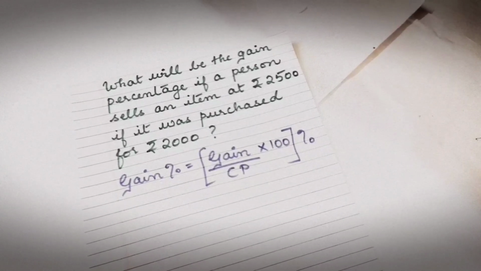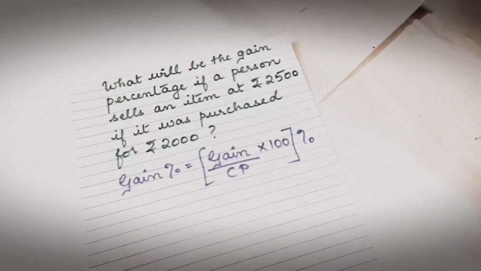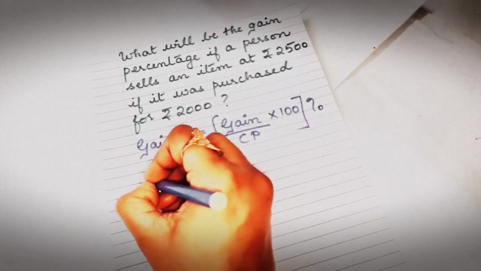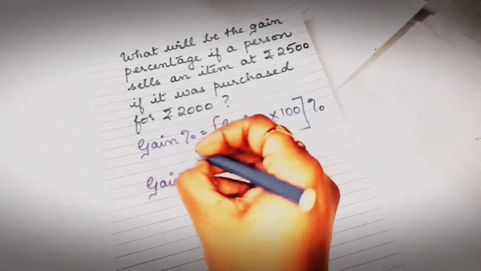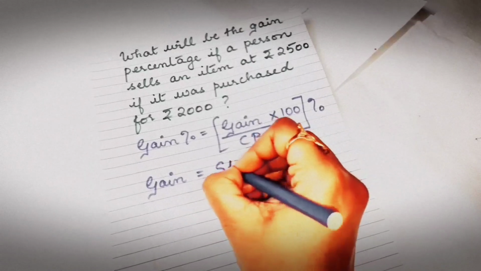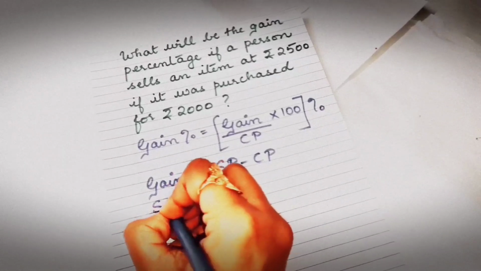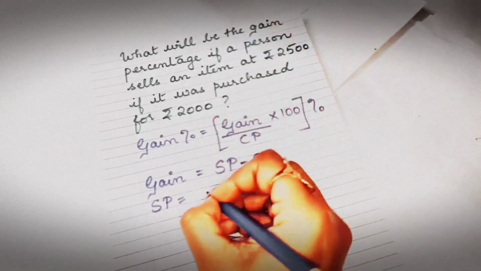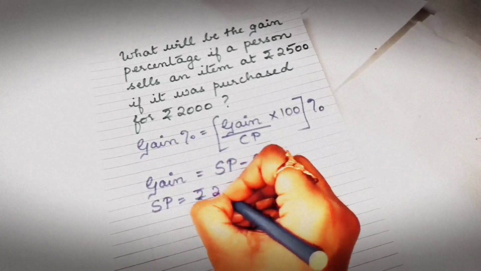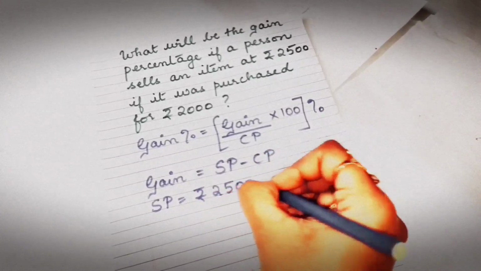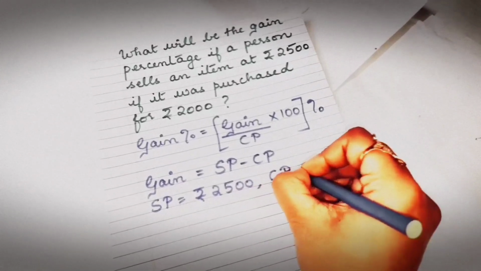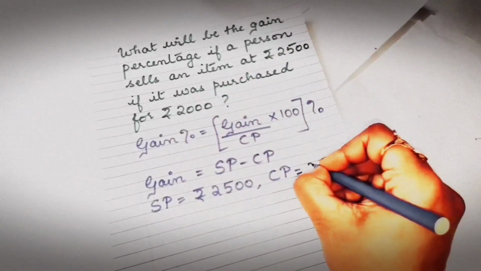Let us now see the formula of the gain percentage or the profit percentage. The formula is gain percentage is equal to gain by CP into 100. So now let us calculate gain. Gain is equal to SP minus CP. Now the SP is the selling price, which is rupees 2500, and CP is the cost price, which is rupees 2000.